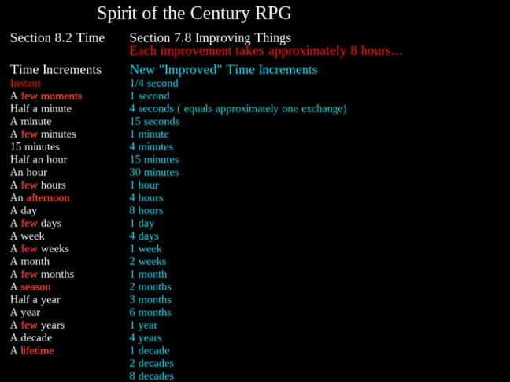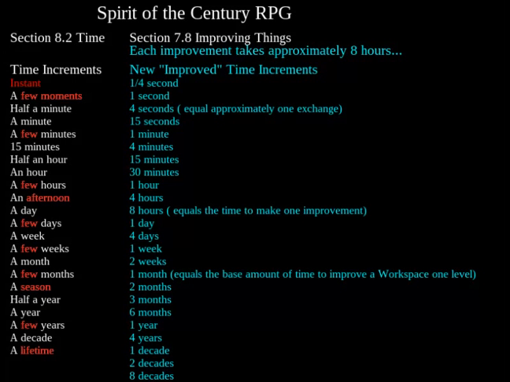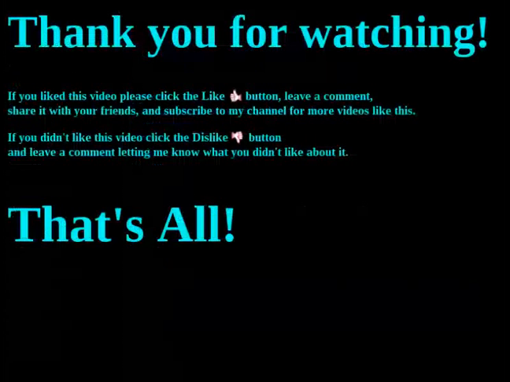In my campaign, 4 seconds is approximately equal to 1 exchange, and that's an elastic amount of time. I'm willing to stretch what the characters are able to do in 1 exchange so that we don't have to use stopwatches to time statements or do a detailed analysis of fighting styles to determine how long a parry and riposte takes. And as you can see, 8 hours is here, so we have something that equals the time to make 1 improvement. And I've set 1 month as the base amount of time to improve a workspace. Those were my fixes for the time increments chart.